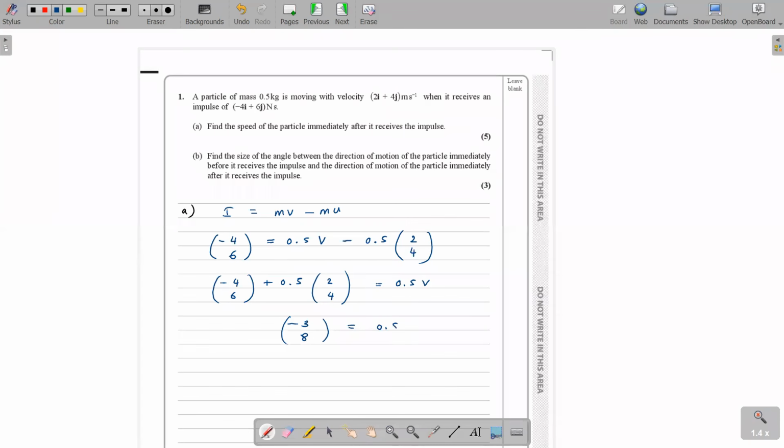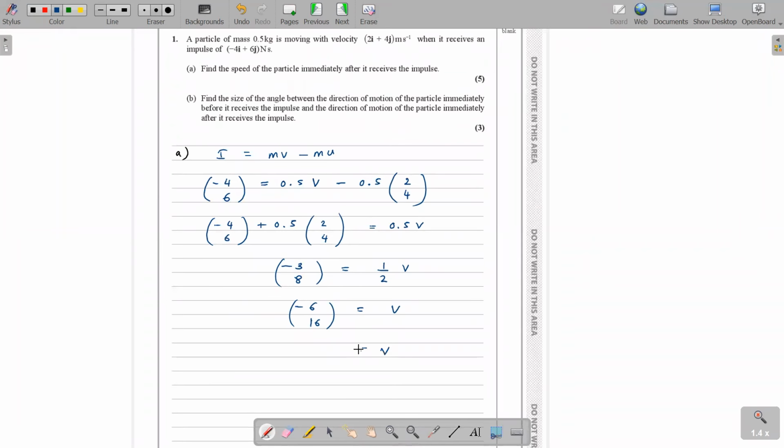Equals 0.5v. 0.5 is a half. So when the half goes to the other side, the 2 will multiply with both the elements. So final velocity elements will be minus 6 and 16. Minus 6 and 16. So basically this means your final velocity is minus 6i plus 16j.